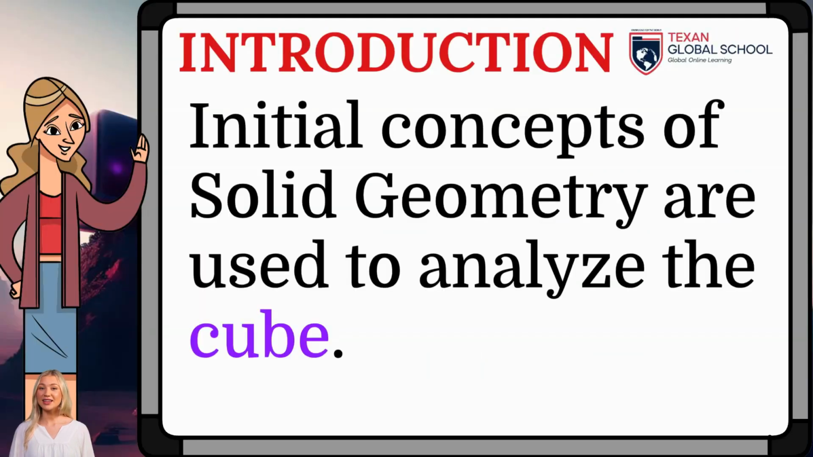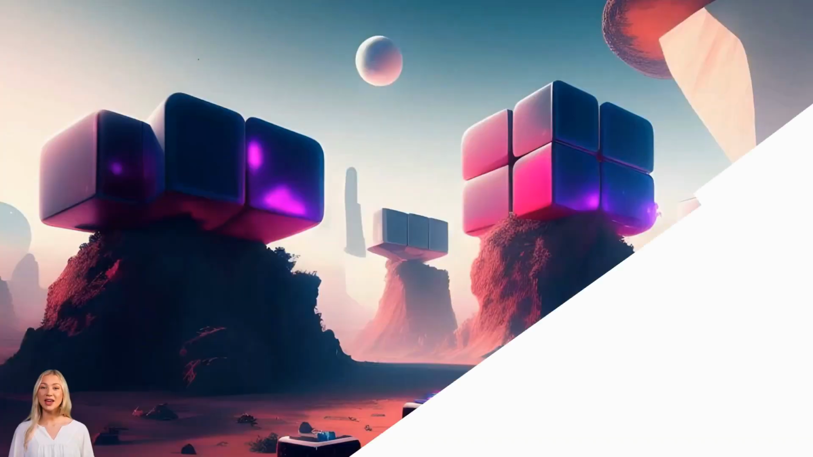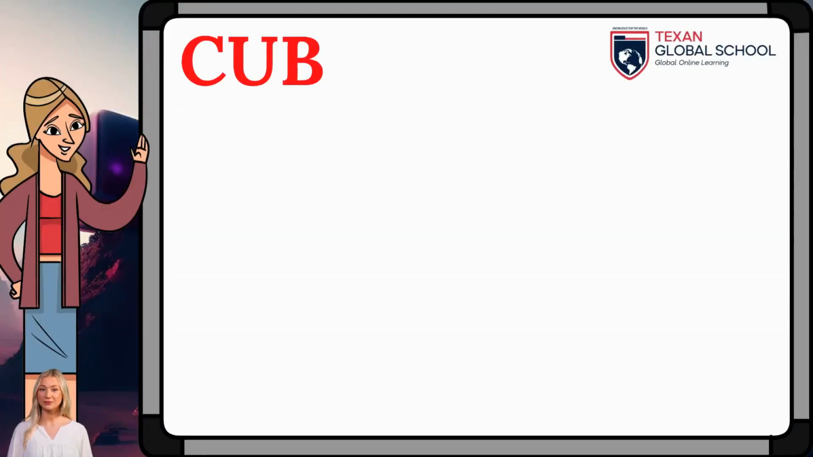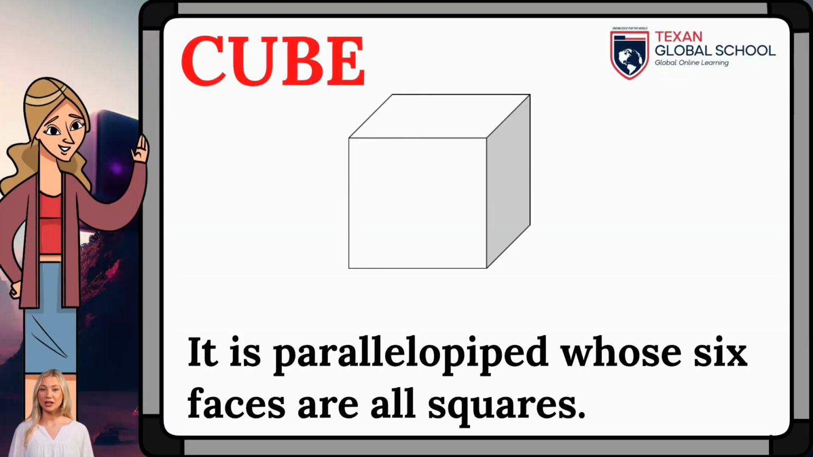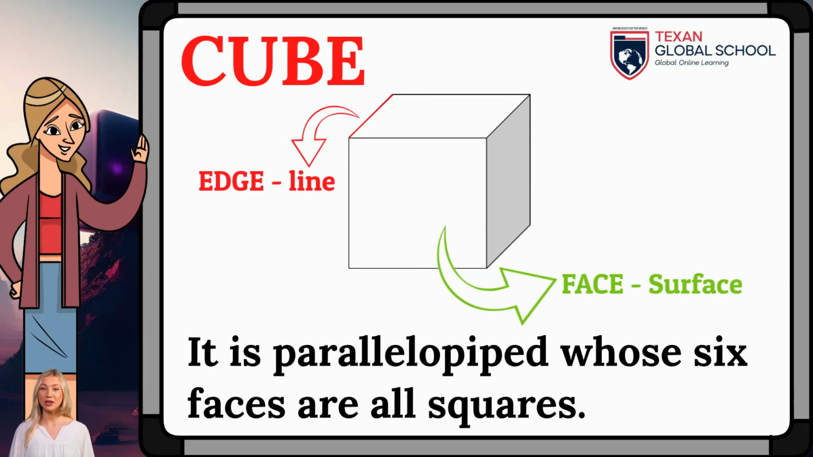This class discusses the general characteristics of a cube, surface area, and volume calculation. A cube is a parallelepiped whose 6 faces are all squares. The 6 equal faces or planes bound the cube. The edges are the intersections of the planes. The intersections of these lines or edges are the vertices.